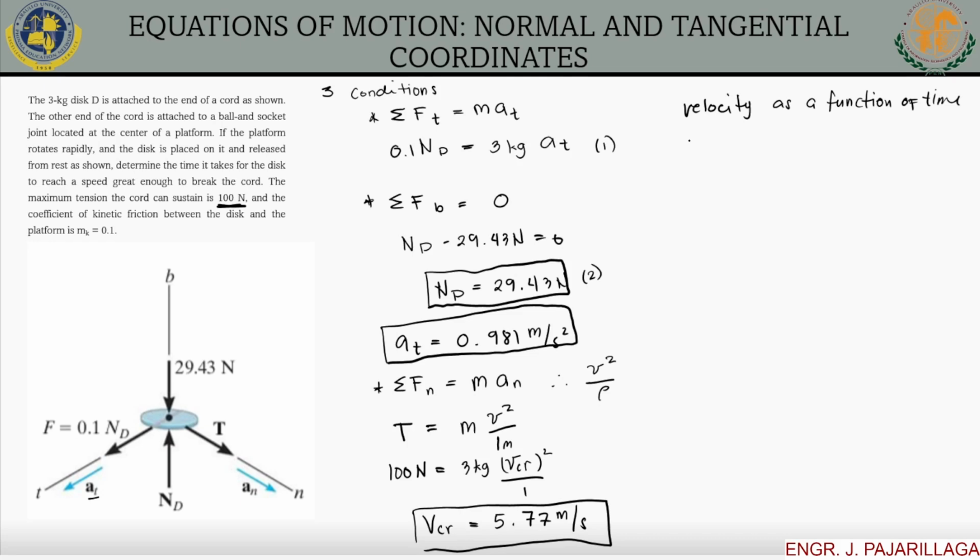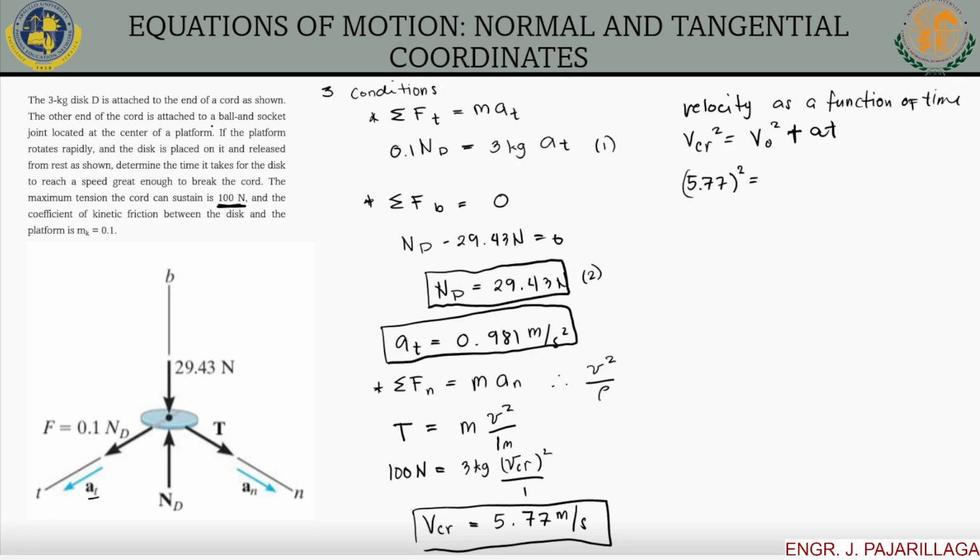Okay? Wherein our final velocity is yung point kung saan siya magi-snap or mapuputol, which is our v_cr. And that is equal to v_0 plus a_t times t. Ano pala yun? Sa position as a function of time. Okay, so our v_cr is 5.77.